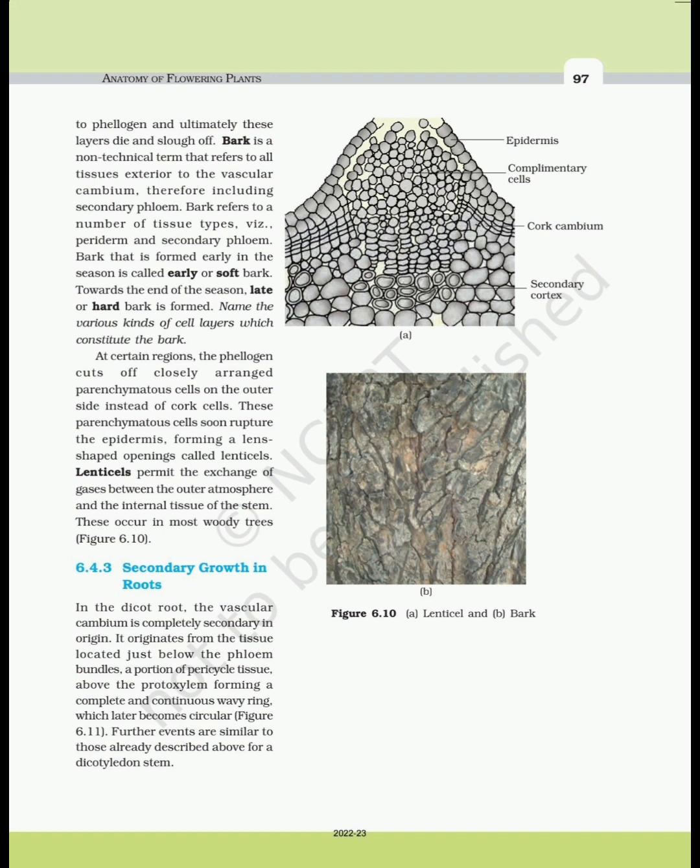6.4.3 Secondary growth in roots. In the dicot root, the vascular cambium is completely secondary in origin. It originates from the tissue located just below the phloem bundles, and a portion of pericycle tissue above the protoxylem, forming a complete and continuous wavy ring, which later becomes circular, figure 6.11. Further events are similar to those already described above for a dicotyledon stem.